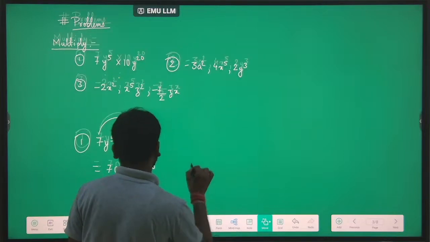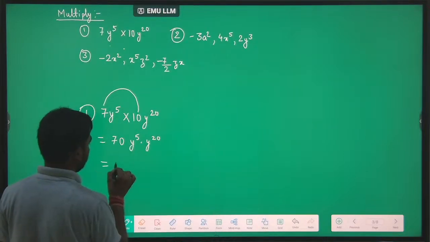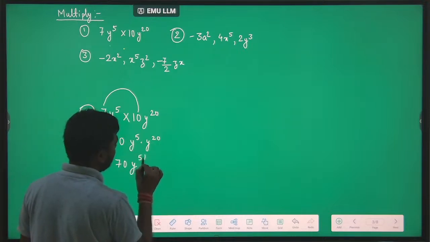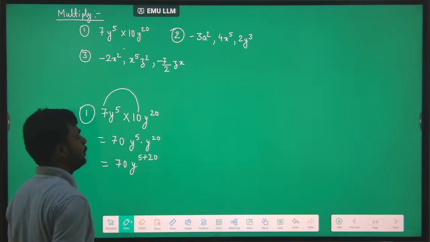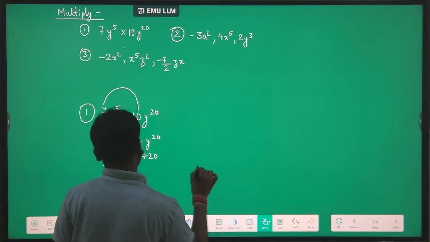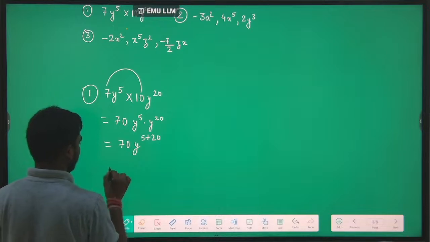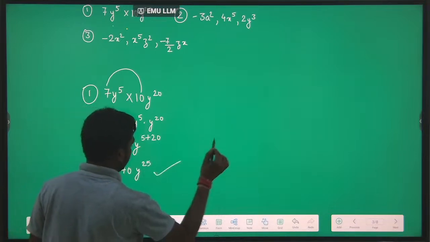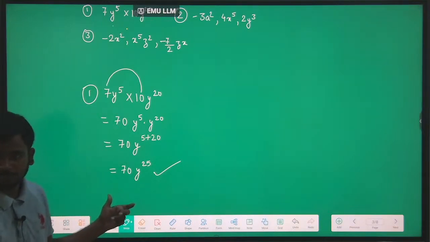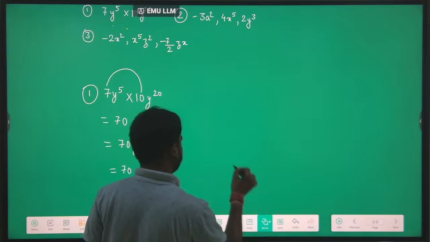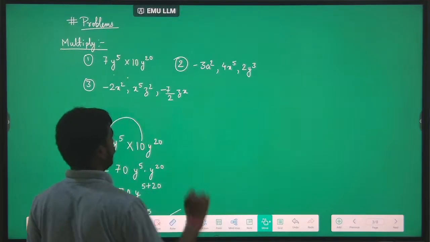We know that when bases are the same, under multiplication the powers will be added, so it will be 70y to the power 5 plus 20. So what will we get? We will get 70y to the power 25. So this will be the answer. Okay, are you getting it? Okay, now we will move towards the next question, question number 2.